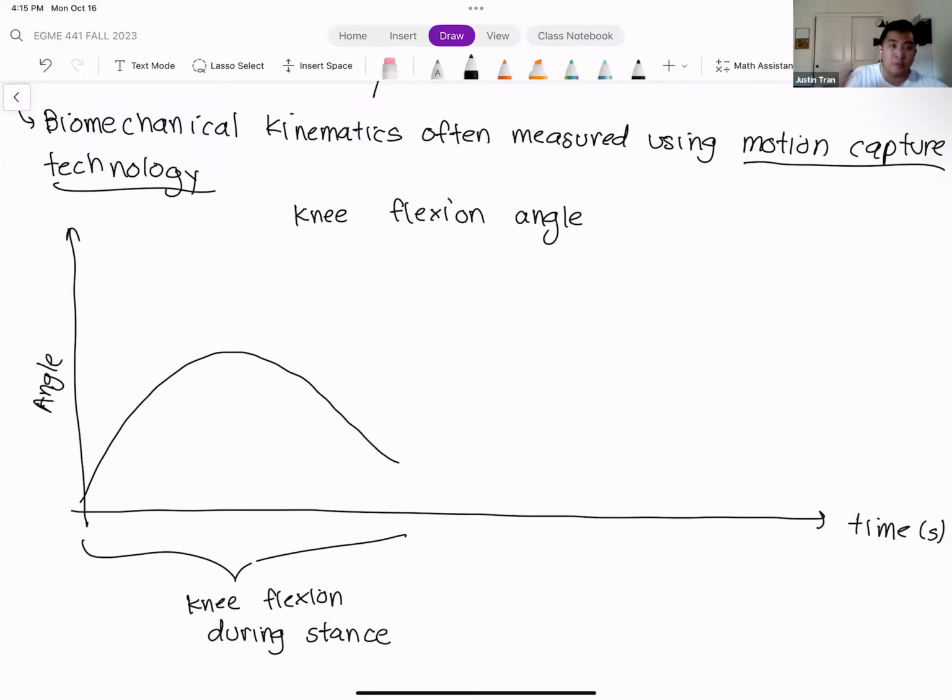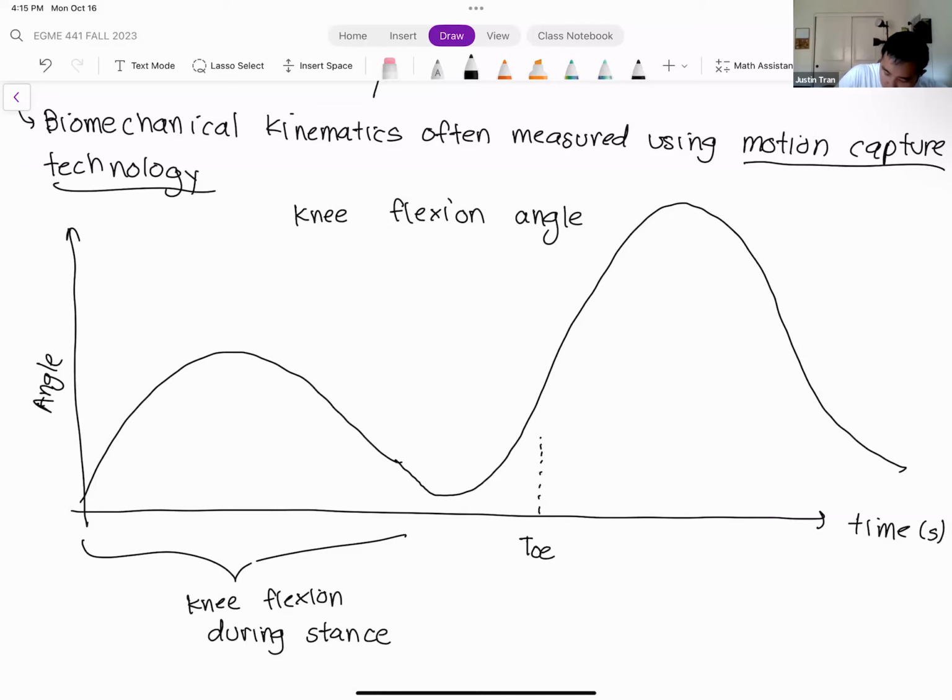Okay. Then as you start to push off, your knee enters a second phase of flexion that goes much higher from there. And so the end of stance phase occurs right around here. So this right here is about toe off.